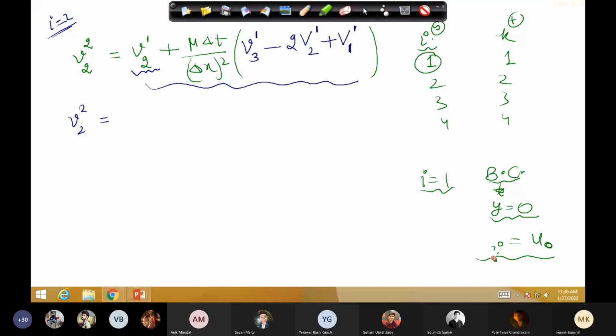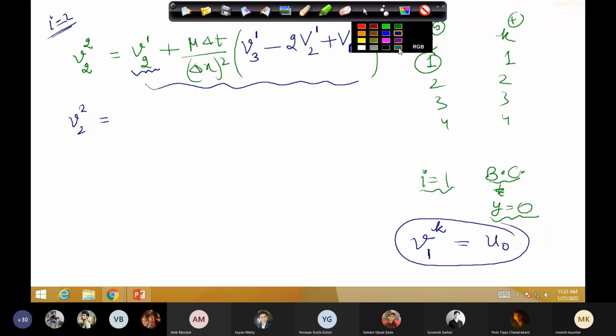Let me first write it here. So what we should write at V1 for all t, that is whatever k, this value will always be V naught. Now if I am wrong, just interrupt me. So V2, 1, V2, at, okay, we have to write this condition also. So this we have written as the boundary condition.